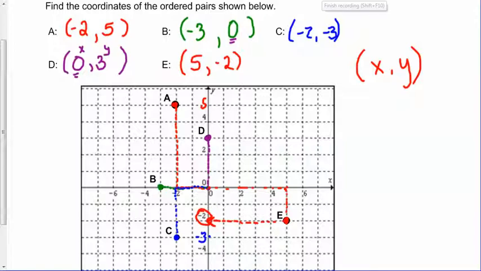So that will give you a good sense that no matter where your points are on your coordinate system, you'll be able to come up with the ordered pairs for them.